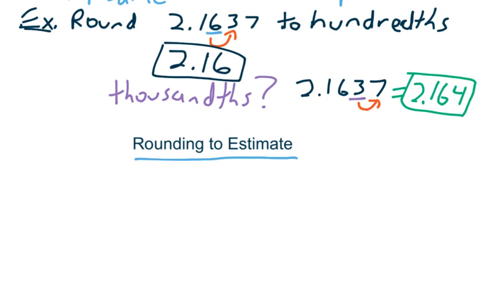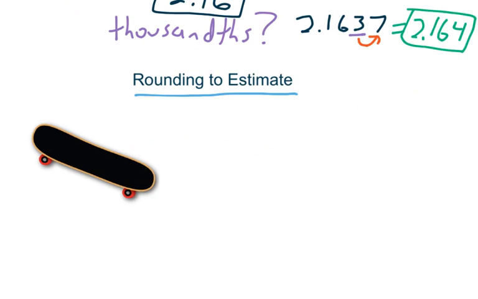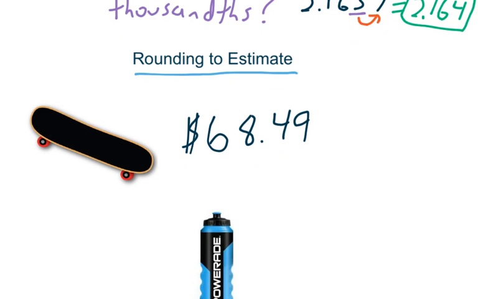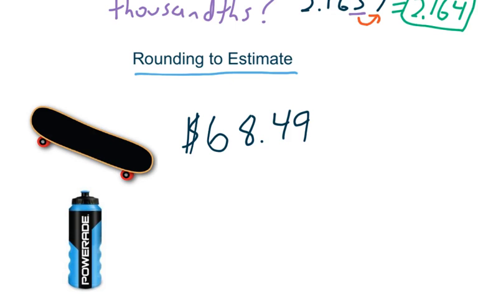All right, now if we're rounding to estimate, let's say you go to the store and you buy 3 things, and you want to see about how much you're going to have to spend if you check out. Let's talk about how to do that. Let's say you want to get a skateboard, and that skateboard costs, let's say, $68.49. And then you're pretty thirsty, so you want to get a case of Powerade. Let's say that Powerade for the whole case costs $14.29.